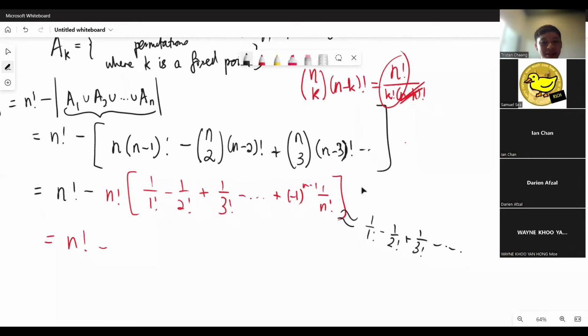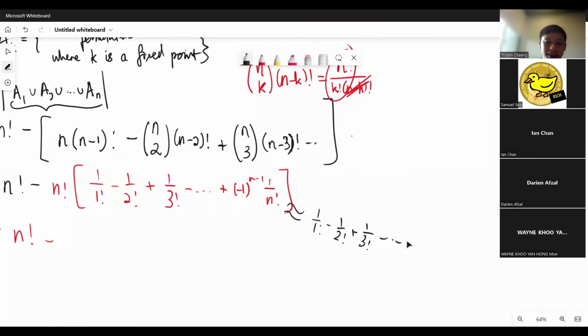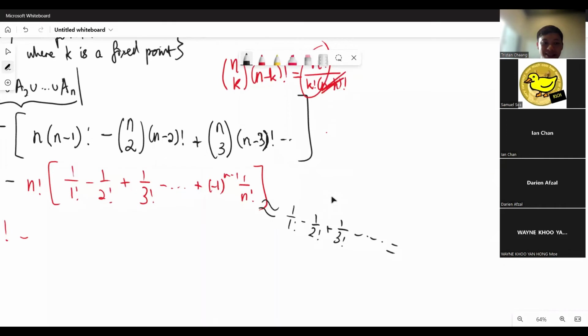You can just approximate it as a GP or something, the remaining terms. But if anyone here knows what this is, does anyone know what this number is? This is, well, it's something to do with e. Yes, it's 1 minus e to the minus 1.